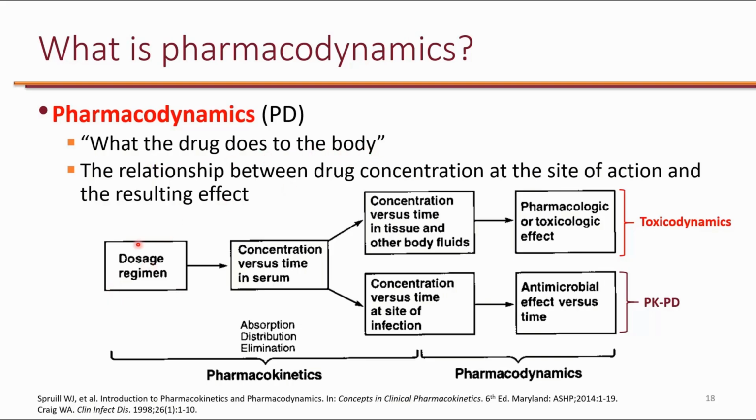So once a drug is given to a patient, the body will handle the drug. So there will be absorption, distribution, and elimination. So these are the pharmacokinetic properties. And then there will be concentration in the body fluids and also at the site of infection. And at the site of infection is when you want the drug to do something to the pathogens. And that will be the pharmacodynamic outcomes, which we refer to as PK/PD. And of course, there are things that antibiotics do to the body, and those are referred to as toxicodynamics. These are the things that we don't really want antibiotics to do to the body.